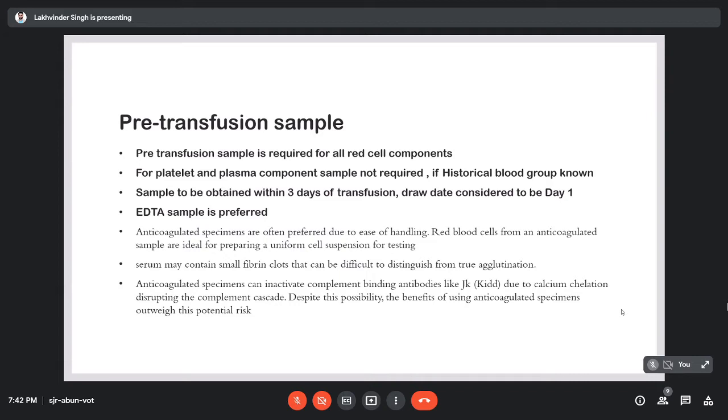So antibodies like JK antibodies, which bind the complement, may be missed if you use the anticoagulated sample. But despite this possibility, the benefits of using an anticoagulated specimen outweigh the potential risk. And moreover, nowadays the techniques used for cross matching are very sensitive. So even if complement is not there, they can detect the antibodies also.